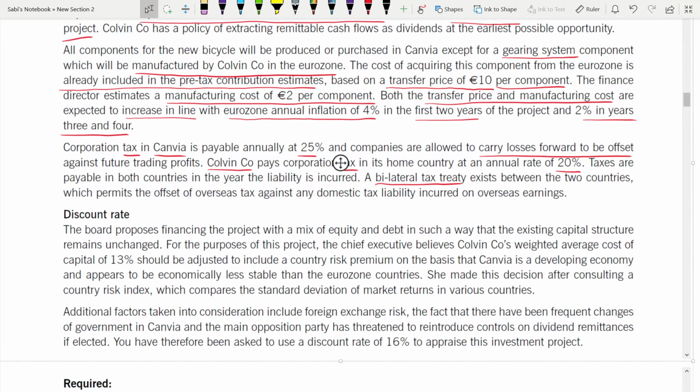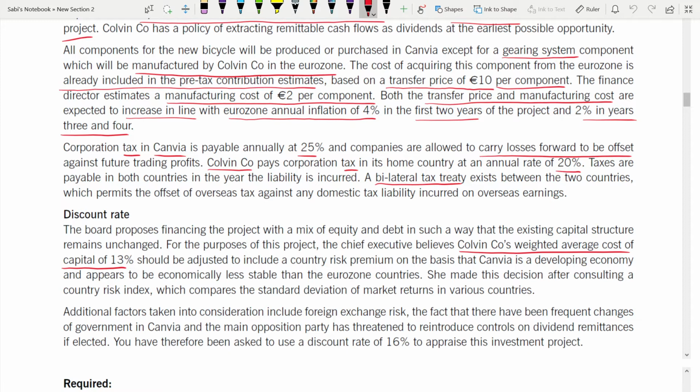Discount rate, this part. So the board proposes financing the project with a mix of equity and debt in such a way that the existing capital structure remains unchanged. For the purpose of this project, the chief executive believes that Colvin's WACC is 13%, and should be adjusted to include a country risk premium on the basis that Canada is a developing economy that appears to be economically less stable than the Eurozone countries. So what does it mean? Why does the WACC have to be adjusted?